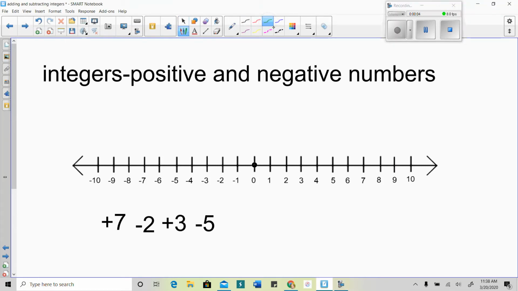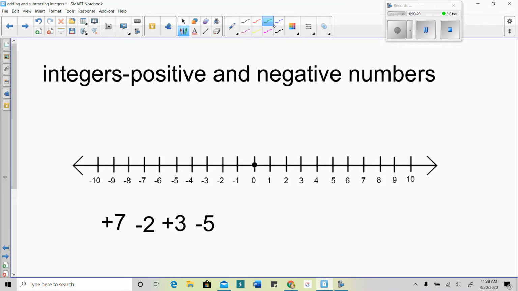Okay, hi, it's Miss Rose, and we are back today learning about integers, positive and negative numbers, and we'll only be using whole numbers. I've put a number line here because when we're working with negative numbers, a good way to think about it is like a thermometer. A thermometer, you can reach zero, but you can also go below zero if it's very cold.